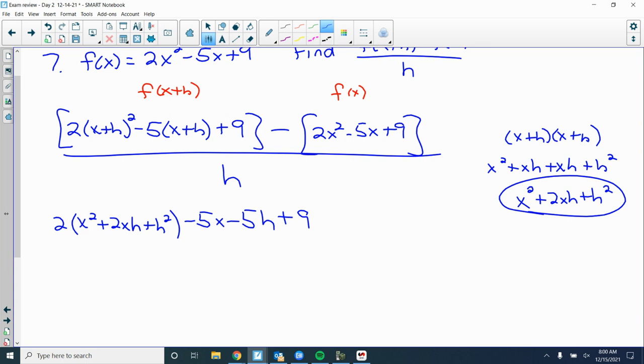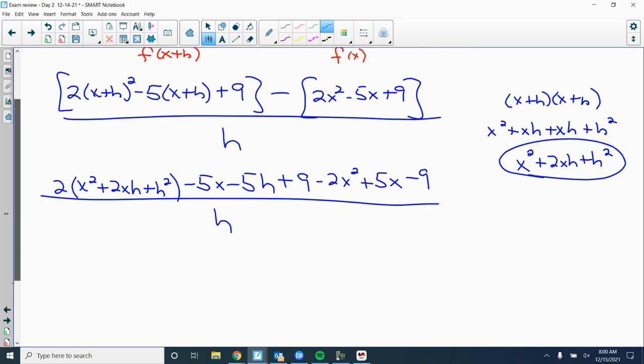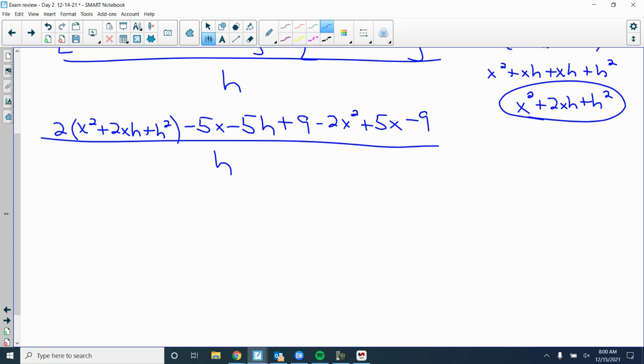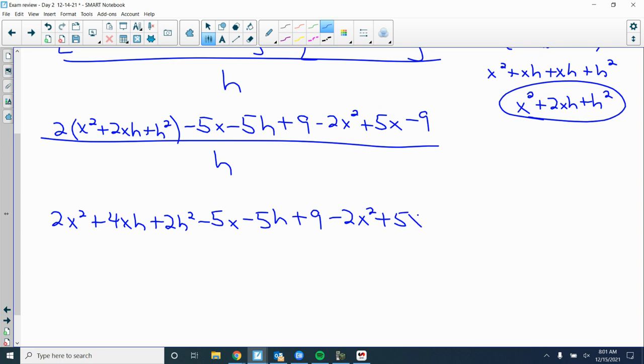But don't forget you're subtracting that whole quantity. So it's going to be minus 2x squared plus 5x minus 9 all over h. I'm now going to distribute the 2, and then I'll worry about my like terms. So 2x squared plus 4xh plus 2h squared minus 5x minus 5h plus 9 minus 2x squared plus 5x minus 9 all over h.